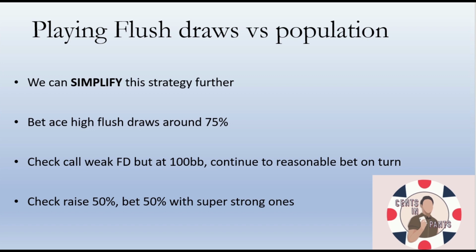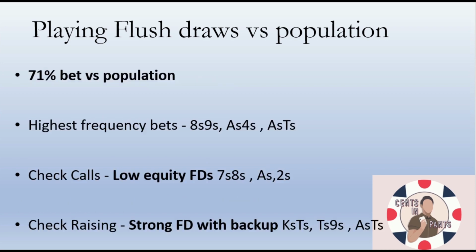So basically the rule of thumb that I will give you guys is to bet an ace high flush draw about 75% of the time, to check call a weak flush draw, but at 100 BBs, I think calling any reasonable bet on the turn is perfectly standard. If villain decides to 2x pot, then obviously hands like 5 spades, 6 spades would be a fold on that kind of board. And we should be looking to check raise 50% of the time and bet 50% of the time with the really strong ones that I've mentioned just now, like the king spade, 10 spade, and 9 spade, 10 spades.